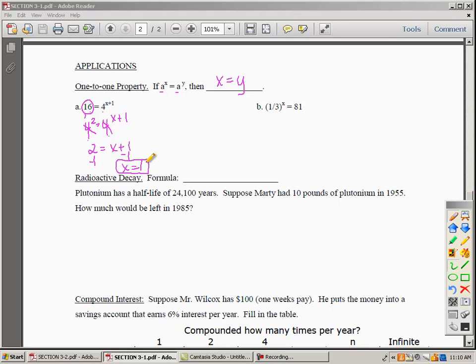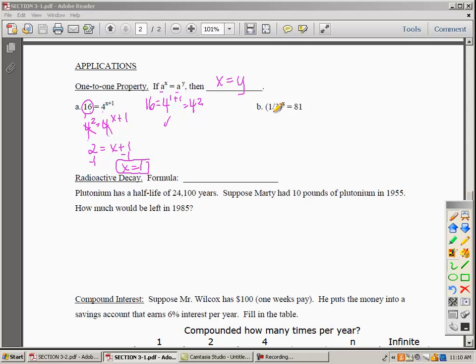Now, you'll want to make sure that your algebra is correct. Plug it back in. Is 16 the same thing as 4 to the 1 plus 1 or 4 squared? The answer is yes, so we're good. Okay? I'm going to show you one more because, again, this is going to come up as well.